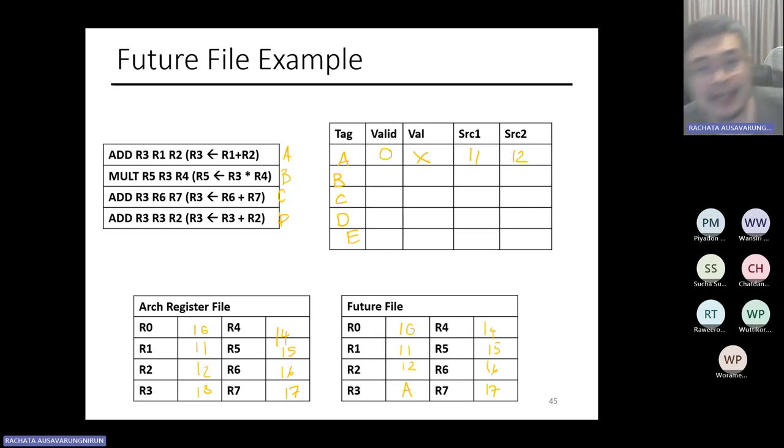In the multiply, I want R3 and R4. So source one is going to be R3. I look at the future file. Well, I don't have that, so it's A. R4 is 14. The value is going to be Y. It's not valid.